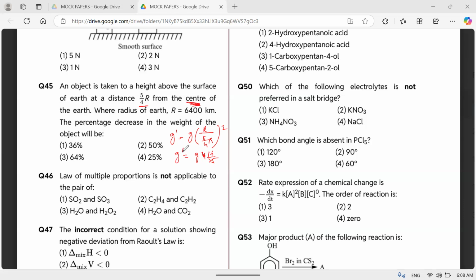G dash. So change in gravity will be G minus G dash, that is G minus 16G divided by 25. Obviously it will be 25 minus 16, which is 9. So it is 9 by 25 times G, which is delta G. Now take the percentage: delta G divided by G into 100 will be equal to 9 by 25 into 100. See how much I'm getting? That will be the answer. Clear?